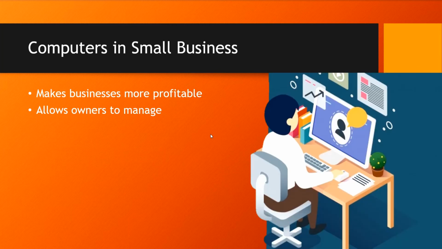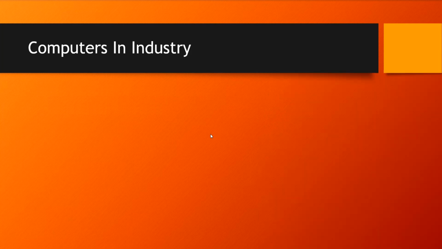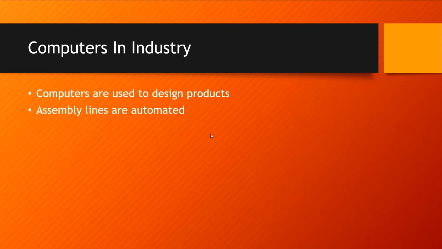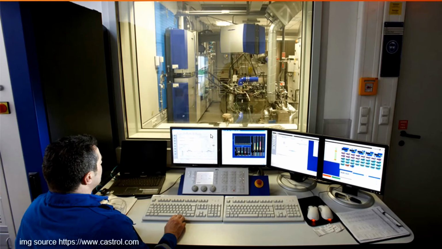For small businesses, it makes businesses more profitable and allows owners to manage their businesses. In the industry, computers are used to design products and assembly lines are automated, meaning they removed people from the assembly lines and replaced them with computers like this one. Supposedly, in assembly there were so many people inside. But right now, there's only a single person controlling those things inside the assembly lines.